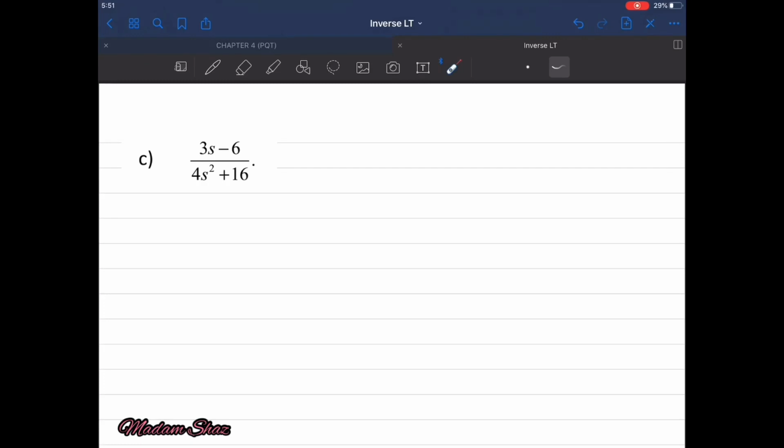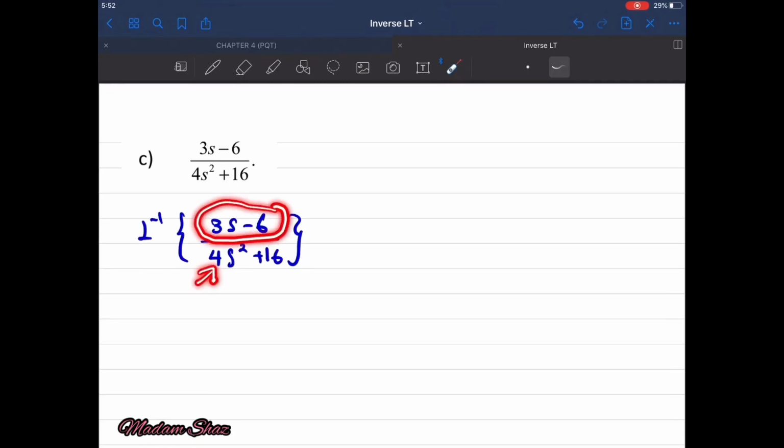Okay, so for the first step, you have to write Laplace inverse, curly bracket for the whole thing. For example B, we don't have any constant beside s square at the bottom side, so we can directly separate the terms. But now, we have a constant beside the s square. So you have to factorize the constant first beside the s square.